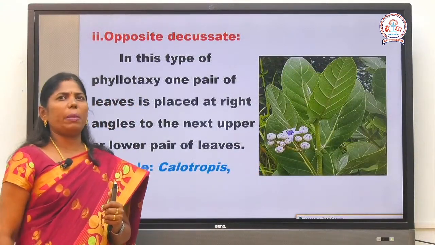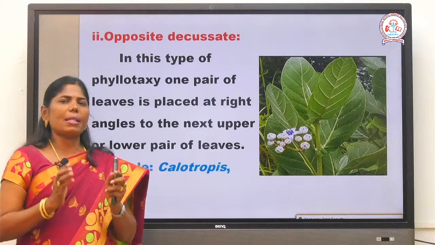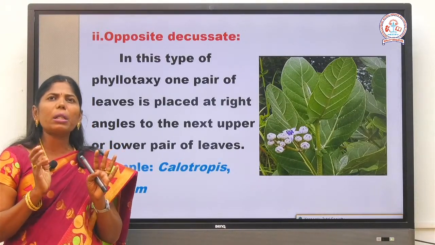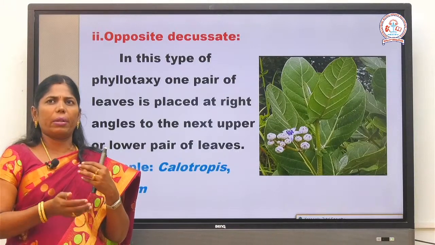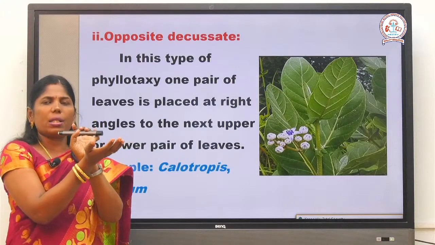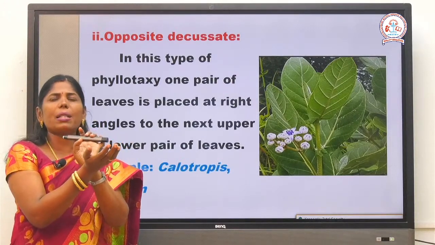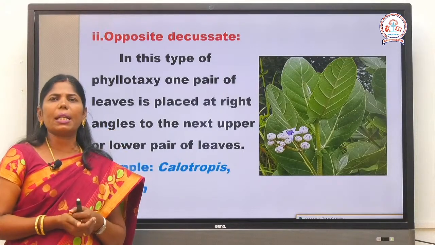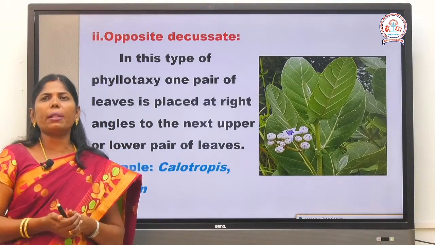Opposite decussate means here the leaves are arranged in opposite pairs, each node gives two leaves, but they are at a right angle to the next upper and lower leaves. So if the first leaves are arranged like that, the next leaves should be arranged in this manner, at a right angle to the upper and lower leaves. That is opposite decussate.